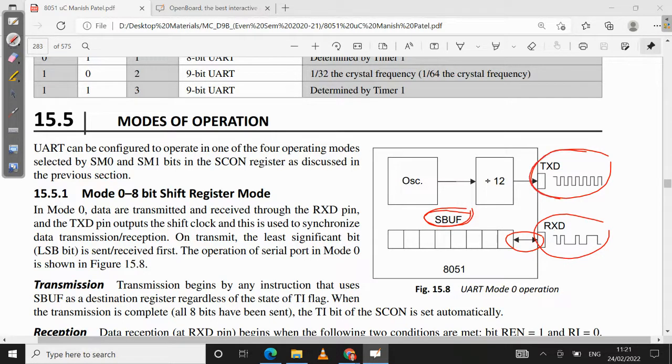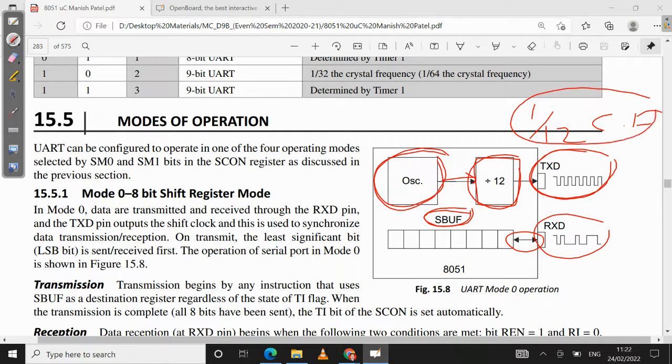What about the TXD? The clock is 1 by 12th crystal frequency. Your crystal frequency is here, and it is divided by 12. So you have these two blocks. Crystal frequency will be generated, that will be given to the divide by 12 block, where it will be divided, and the clock which will be generated, ये जो clock दिख रहा है, that will be 1 by 12th of crystal frequency. So you know T is equal to 1 by F. Whatever reciprocal you take, you will get the time period, and that time period is the clock.